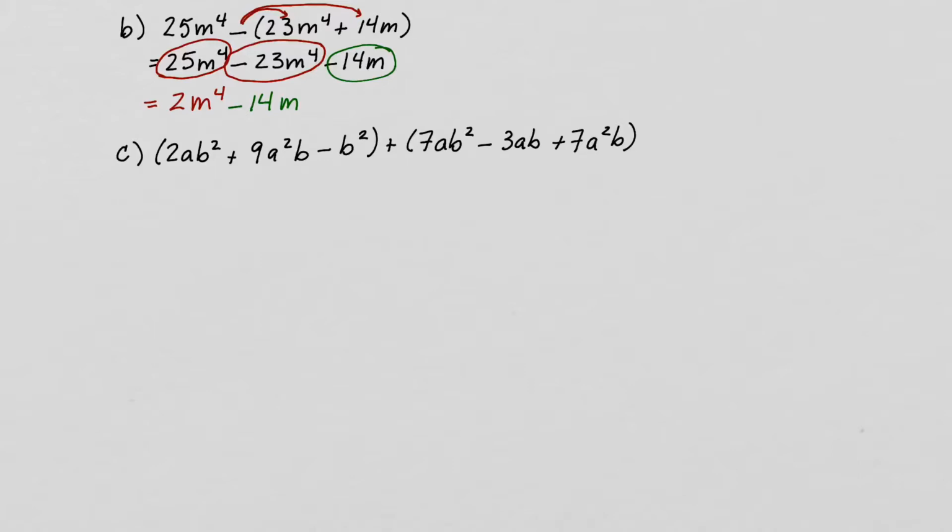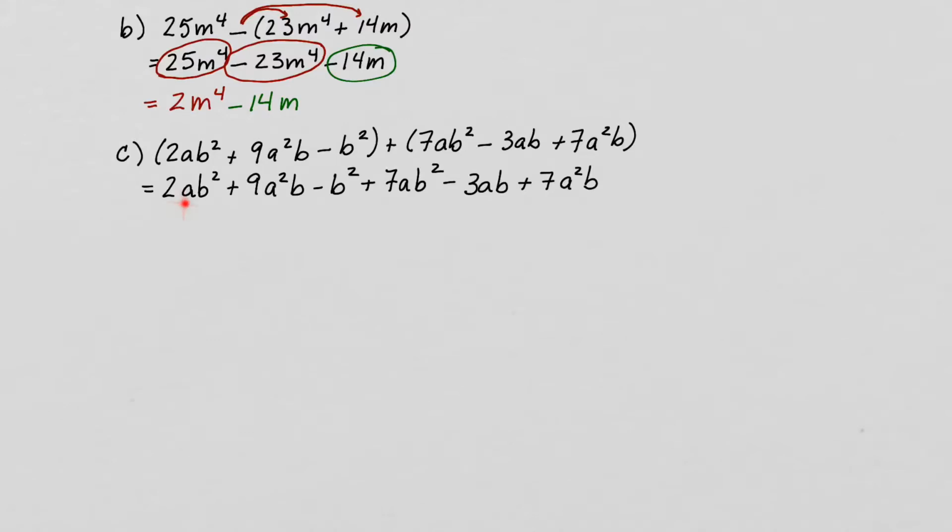Okay, so again, the first thing I'm going to do, since there is an addition sign between the two, is rewrite it without the parentheses. So 2ab squared plus 9a squared b minus b squared plus 7ab squared minus 3ab plus 7a squared b. And now I'm going to look for things that are like terms. Now remember, for like terms, all the variable pieces have to match.